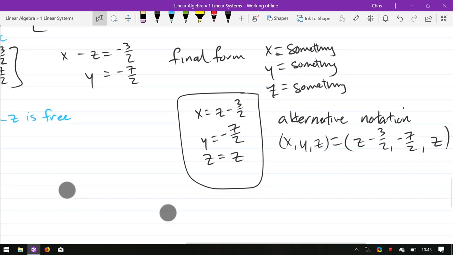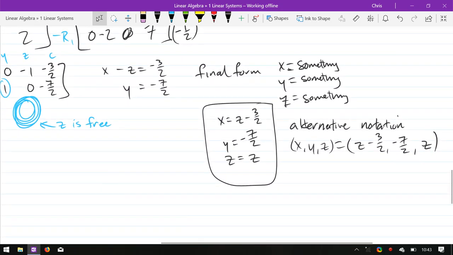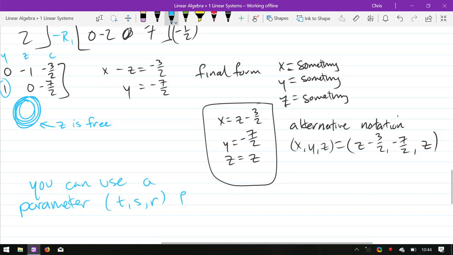You can also, anytime there's a free variable, use a parameter or a different letter to stand in for that. You're going to find that S and T are the two common ones that we use a lot. So you can use a parameter. Usually we're going to go with T and then S, and I don't think you're going to have any situation where you have more than two free variables. Let's go R next, I guess. You can use a parameter for each free variable.